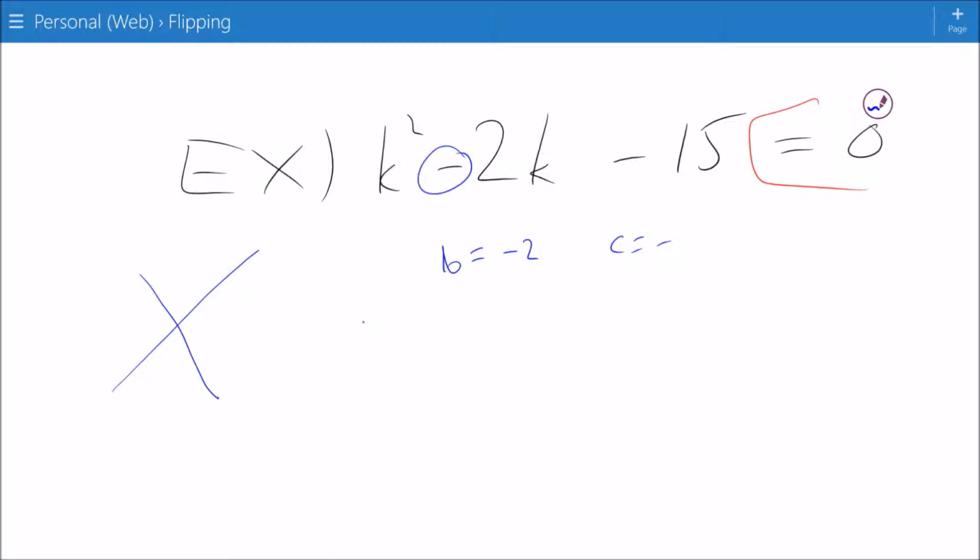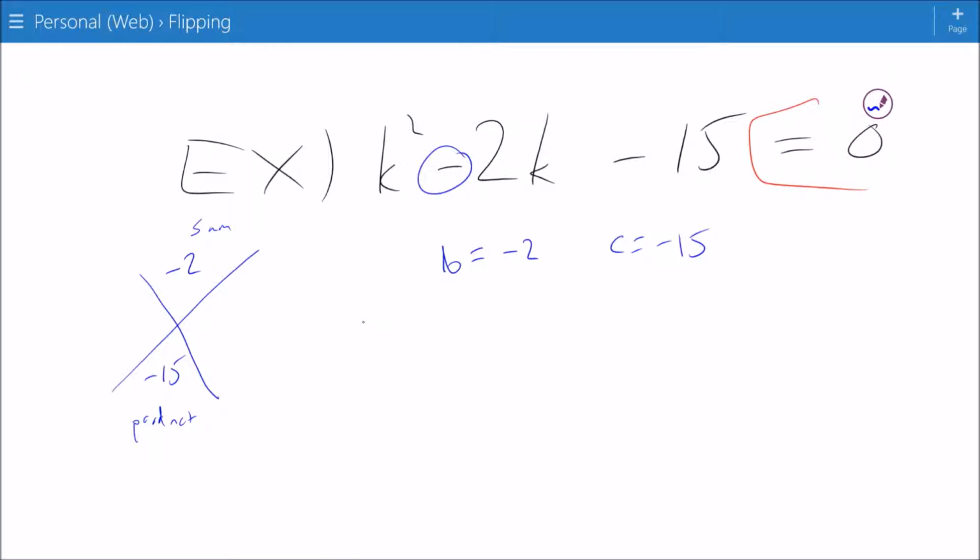C is negative 15. So I want to find two numbers that when I add them together, I get negative 2. Remember, this is the sum. And two numbers that when I multiply them give me negative 15.